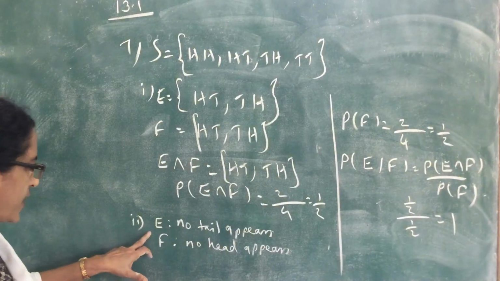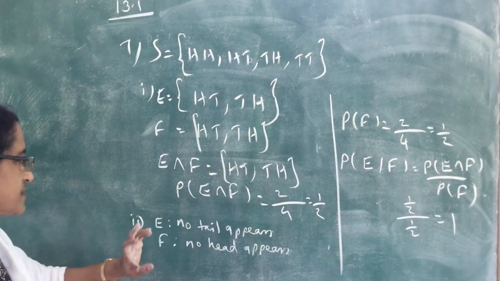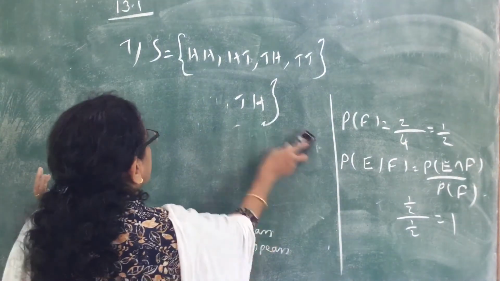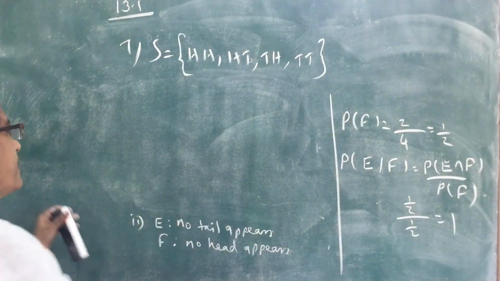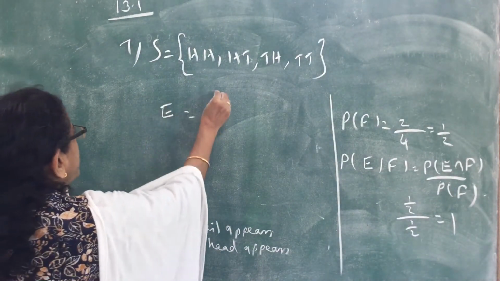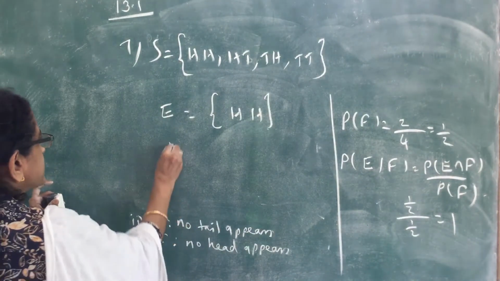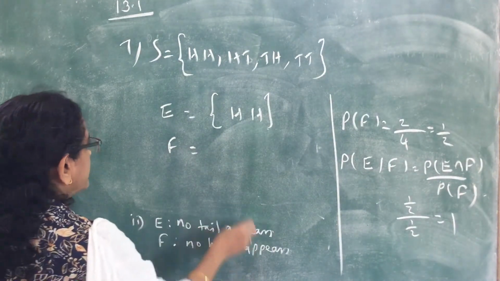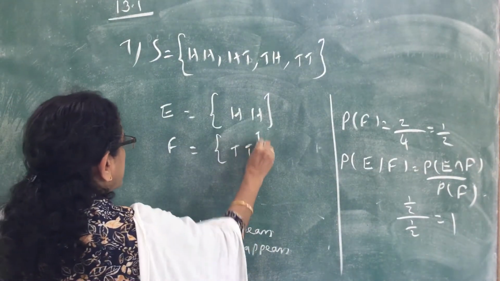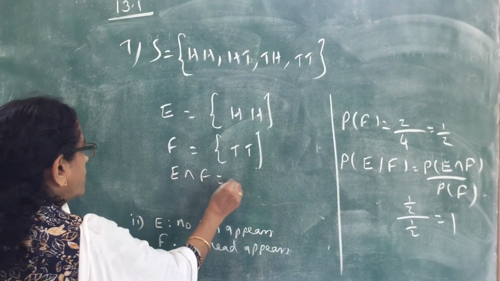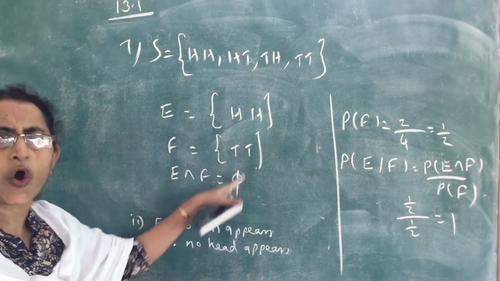Now see the next one. E: no tail appears. What is E? No tail appears means HH. F: no head appears, that means only tail. Now what is E intersection F? It equals the null set. There is no common element.